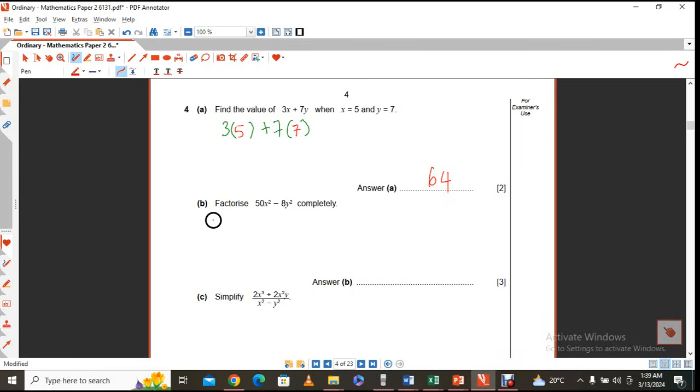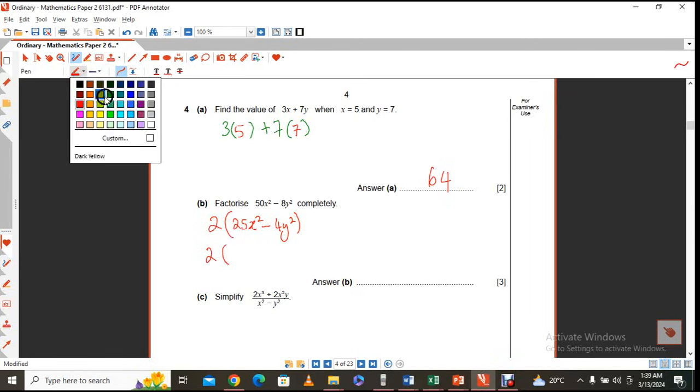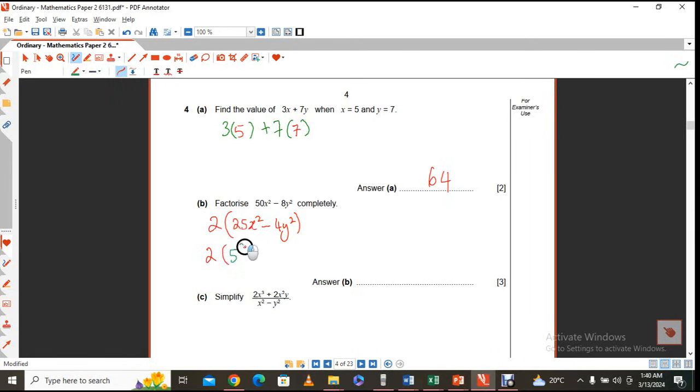When you factorize, you first take out the common factor, which is 2. That leaves me with 25x squared minus 4y squared. Now, you should see that inside the bracket, you have the difference of 2 squares. So 25 is the square of 5, and 4 is the square of 2. So what I'm going to do now is drop those little squares. So I'm going to have 2, in one bracket 5x minus 2y, and the other bracket will be 5x plus 2y. And that is how you do that question.